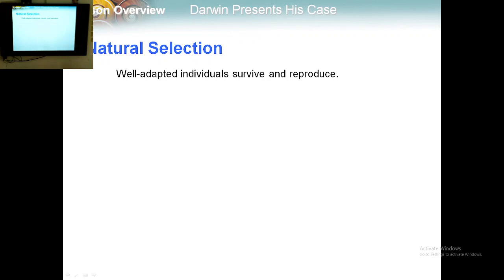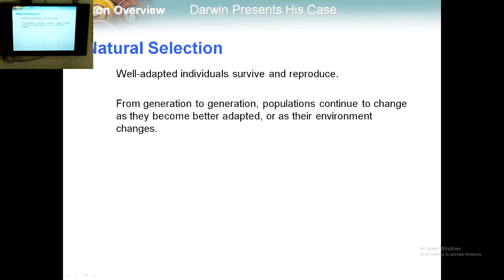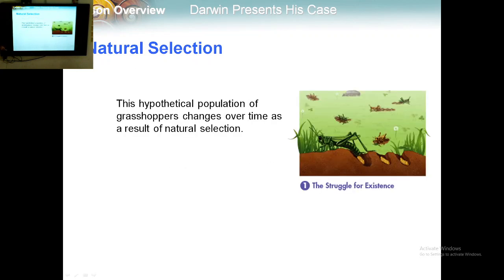Well-adapted individuals survive and reproduce more than other individuals in the environment. From generation to generation, a population continues to change as it becomes better adapted or as its environment changes. And natural selection acts only on inherited traits. Why just on inherited traits? Because they will pass from one generation to another.